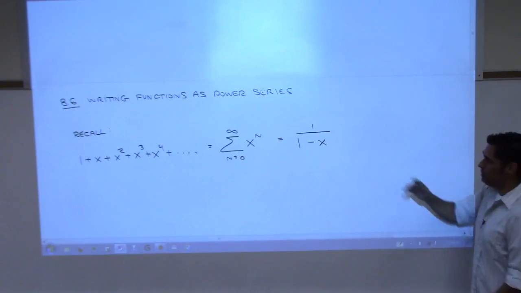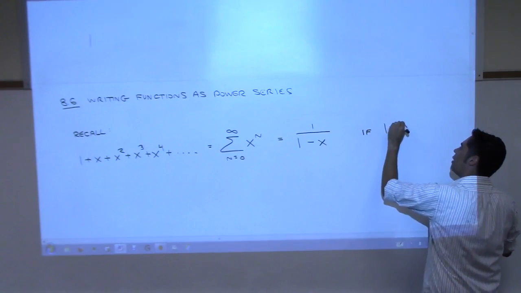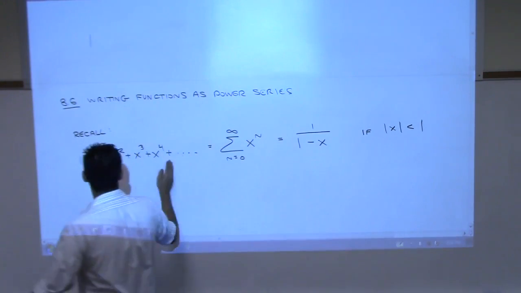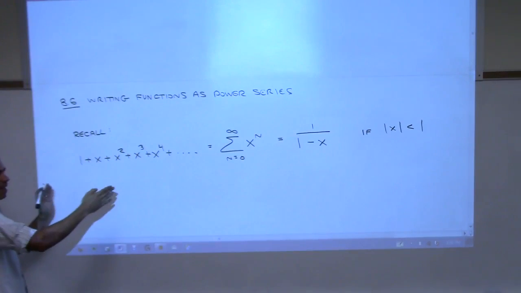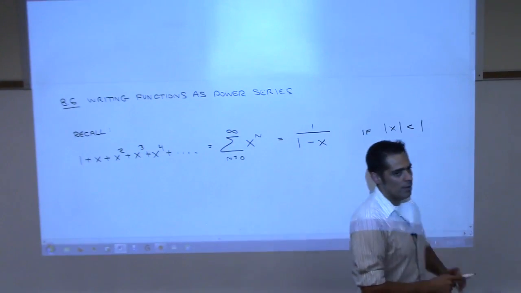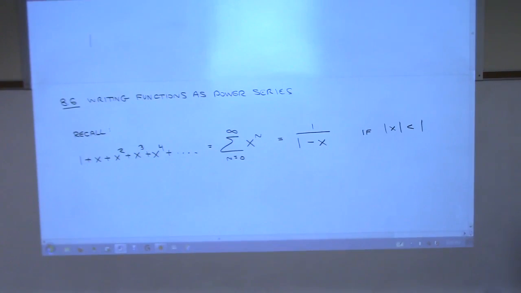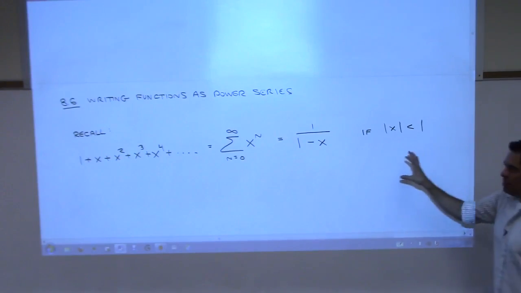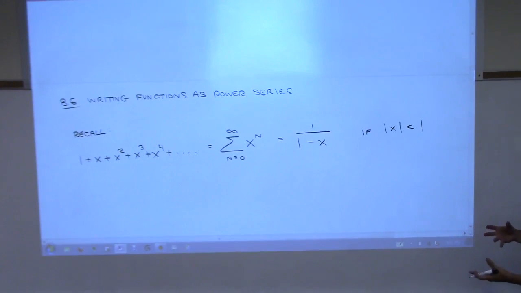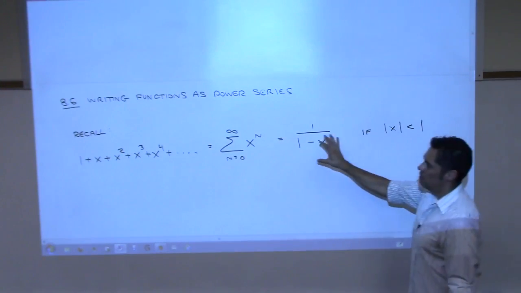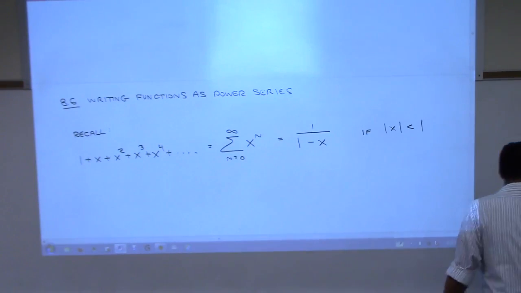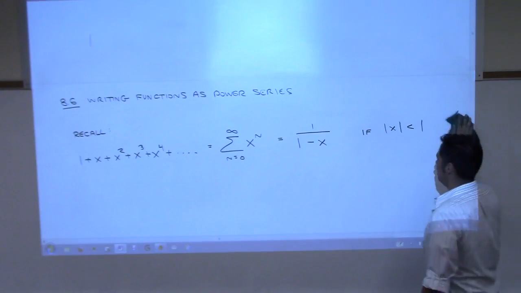Now, this is true if the absolute value of x is less than 1. So if you replace all of these x's with r's, you've got a geometric series with a being 1. And then this would be 1 over 1 minus r, and the absolute value of r has to be less than 1. So we know this. We are going to use this fact extensively now, just to show you how we can use a known power series to convert functions that we know into their power series. So let's start with a nice little example here.